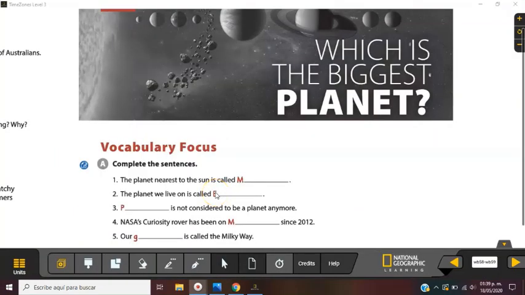Okay, which is the biggest planet, was or is? This is the unit from the workbook that we are going to check. That was your homework, guys. The only thing that we are going to do now is check your answers. Please prepare your book and a pen. Try to use a pen of another color. You can use black or blue. Don't use red. Okay, the planet nearest to the sun is called, let's check your answers.